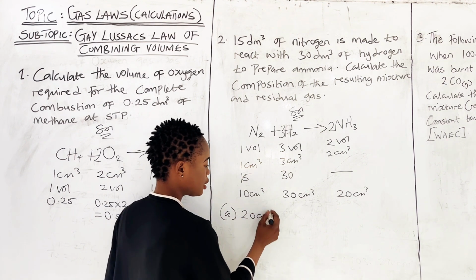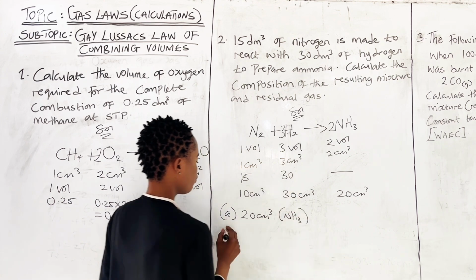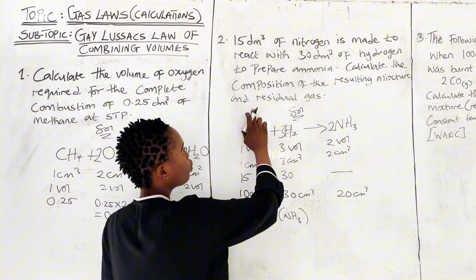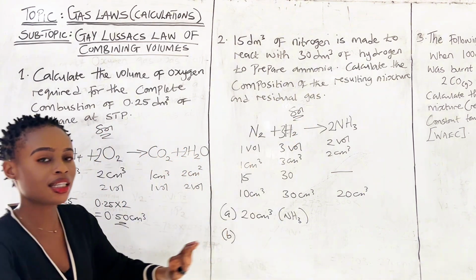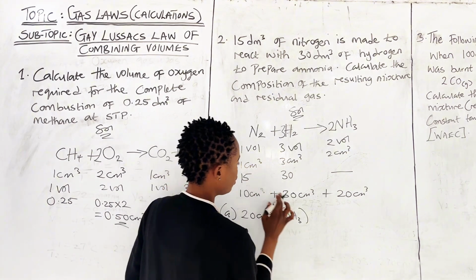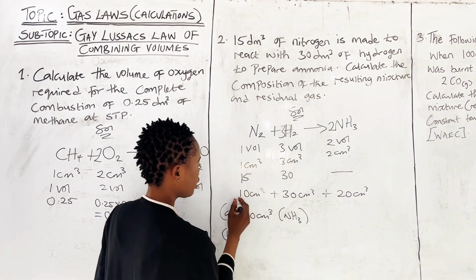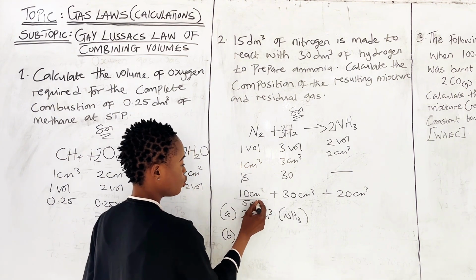20 centimeter cube, which is what? Ammonia. Then for our second question, which is what? The residual gas. Residual is what was left behind. That's the meaning of residual, what was left behind. So we're going to be doing subtraction. I totally forgot that. So 15 minus 10 is 5 centimeter cube.